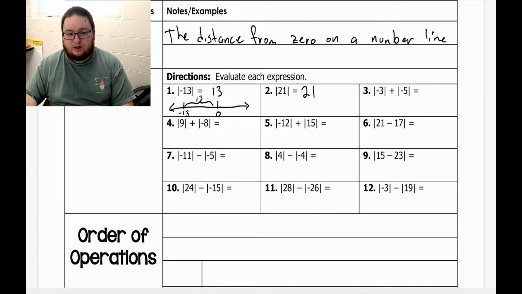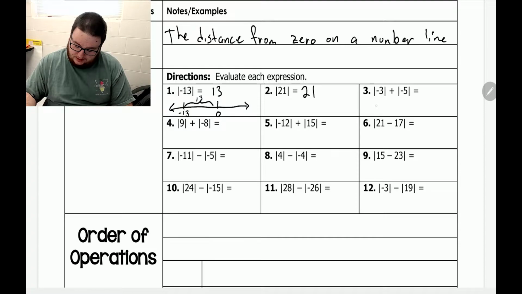Number 3, we have addition of absolute value problems. So we're going to take it one step at a time and work left to right. We have the absolute value of negative 3. Well, that's equal to just 3 plus the absolute value of negative 5. Well, the absolute value of negative 5 is positive 5. And finally, 3 plus 5 is 8, and 8 is our final answer.